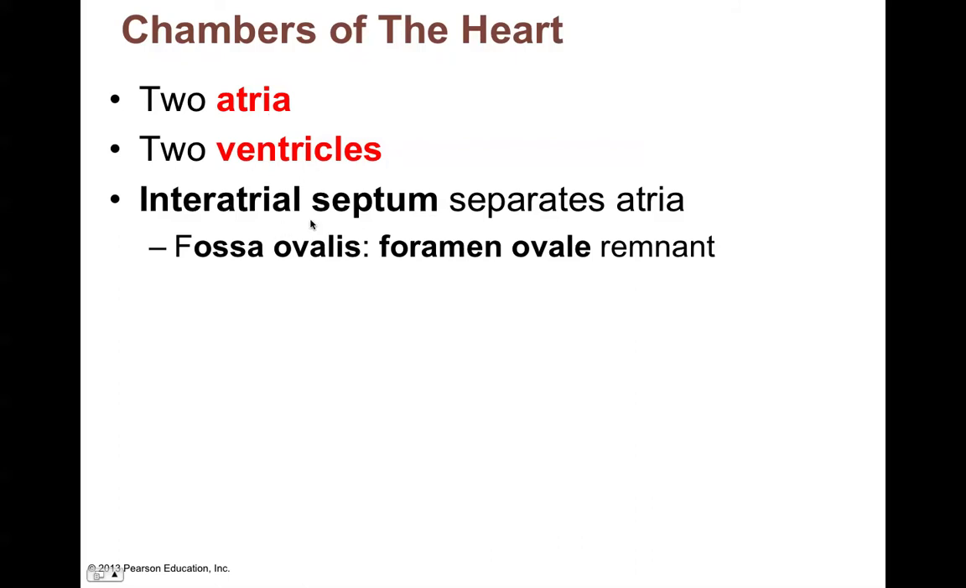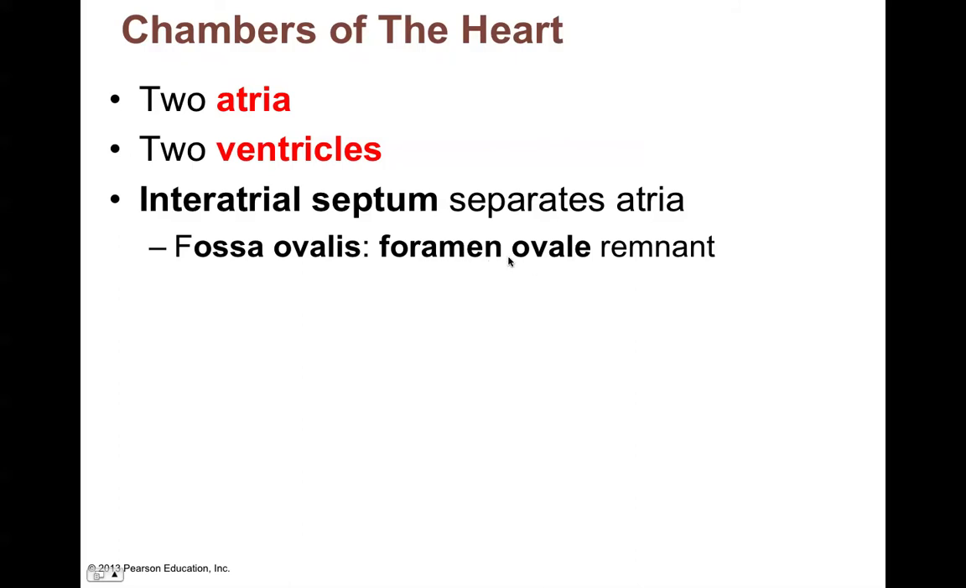There's an interatrial septum. Remember, a septum separates some chambers usually. The interatrial septum separates the atria. What we find is a remnant of a prenatal structure. It's called the fossa ovalis. Remember, fossa is an indentation and it's an oval shape. This is the remnant of what at one time, prenatally, was the foramen ovale, an oval hole.